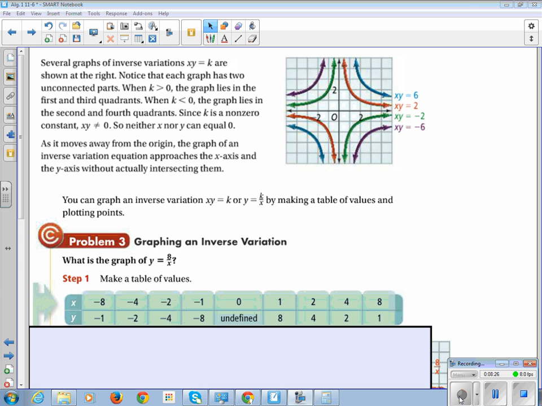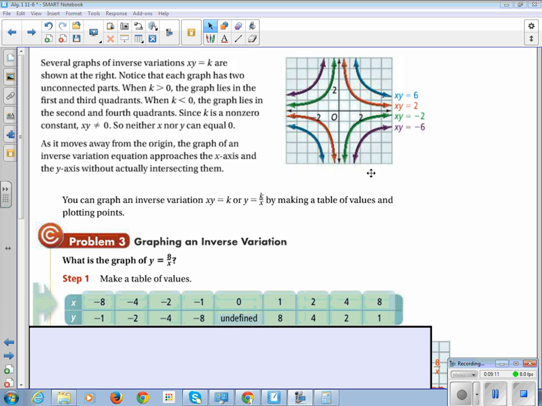Several graphs of inverse variations, xy equals k, are shown at the right. Notice that each graph has 2 unconnected parts. So if you're this blue graph here, xy equals 6, it has a sideways U shape here and a sideways U shape here. If k is negative, then it has the sideways U shape in the 4th quadrant and the sideways U shape in the 2nd quadrant.